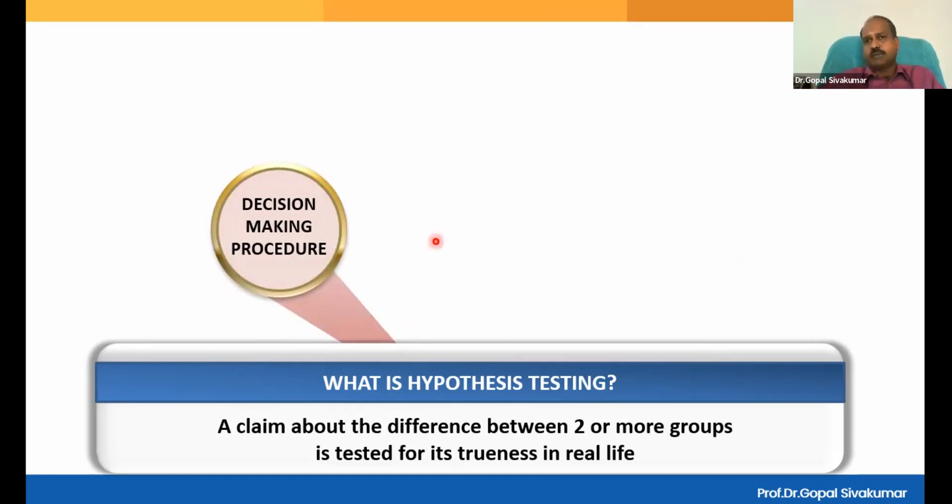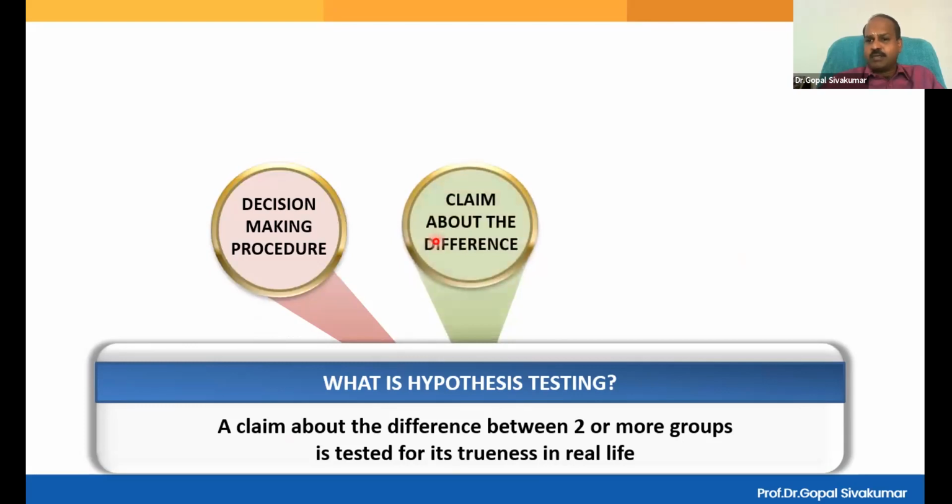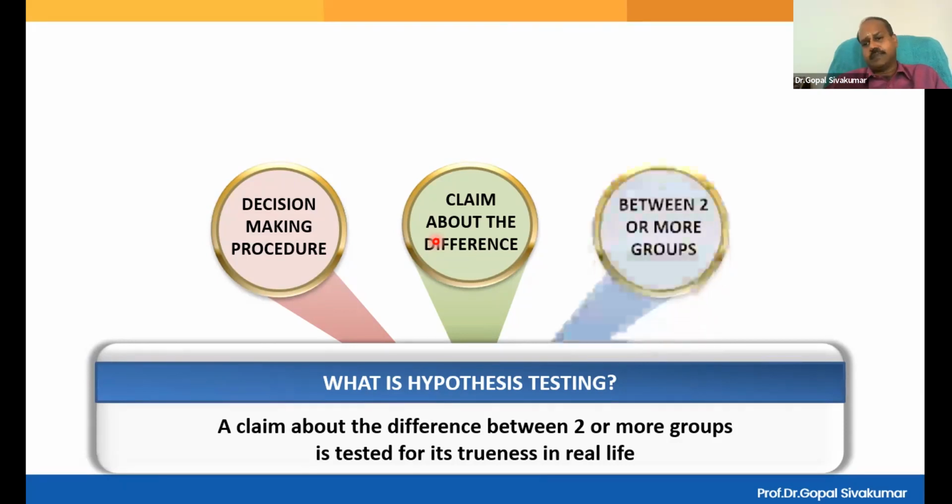It is a decision-making procedure in which a claim about the difference, that the factor is critical and so your output will be impacted, is validated. You will definitely see a difference in the output if there is a difference in the input. And the difference can be between two groups or between more than two groups. Temperature at lower value, temperature at higher value. I can always compare what will happen when the temperature is low, medium, and high. So it can be two groups or more than two groups.